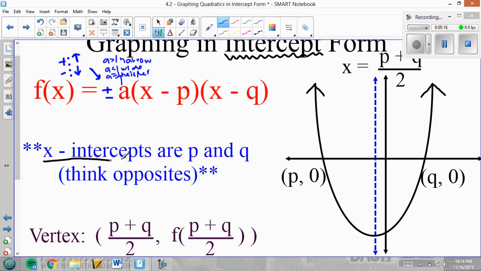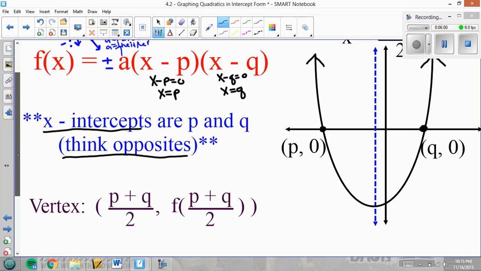Your x-intercepts are P and Q. So what's on the inside? To get P and Q, you're going to set your parentheses equal to 0. To get rid of a minus P, you would add. So we know it's the opposite of the inside. Same thing with Q. To get rid of a negative Q, you want to add Q. So when you get your intercepts, you're thinking opposite. Whatever number is inside, you're going to use the opposite. And since it's an x-intercept, you're going to have (P, 0) and (Q, 0). And you'll plot those on your x-axis.